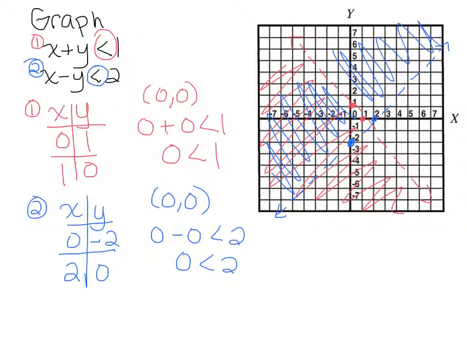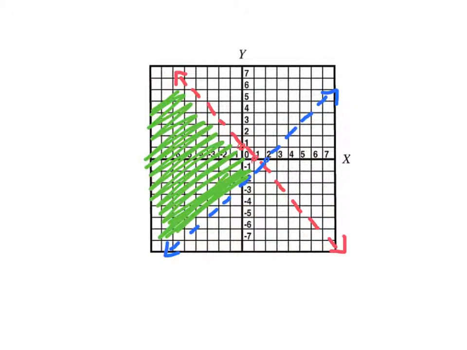The part that we shade on both, that's the solution. So we're going to show a graph where the only part that's shaded is the part of intersection right here. And that graph looks like this graph right here.